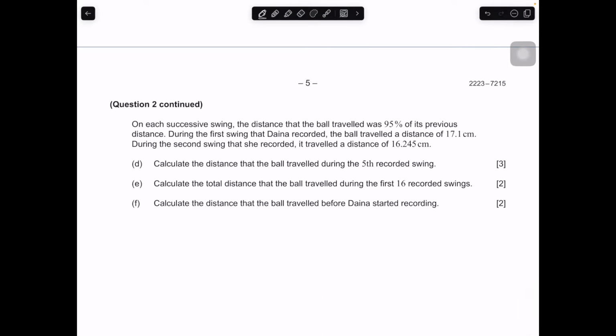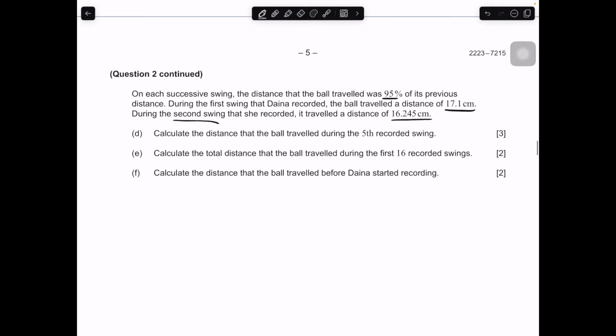Question 2 continued. On each successive swing, the distance that the ball traveled was 95% of its previous distance. During the first swing that Dana recorded, the ball traveled a distance of 17.1 centimeters. During the second swing she recorded, it traveled a distance of 16.245. Calculate the distance the ball traveled during the 5th recorded swing.